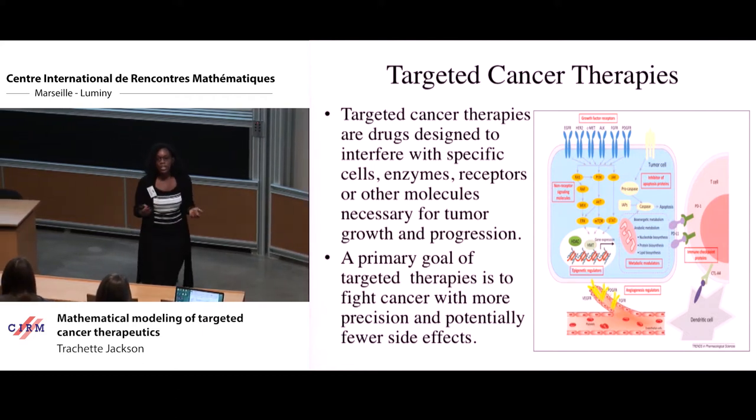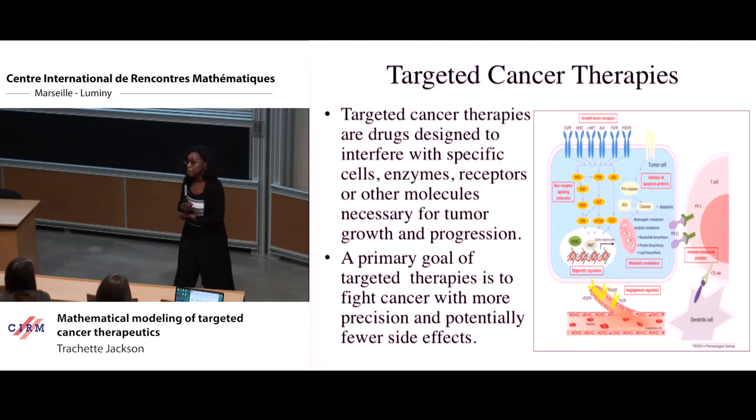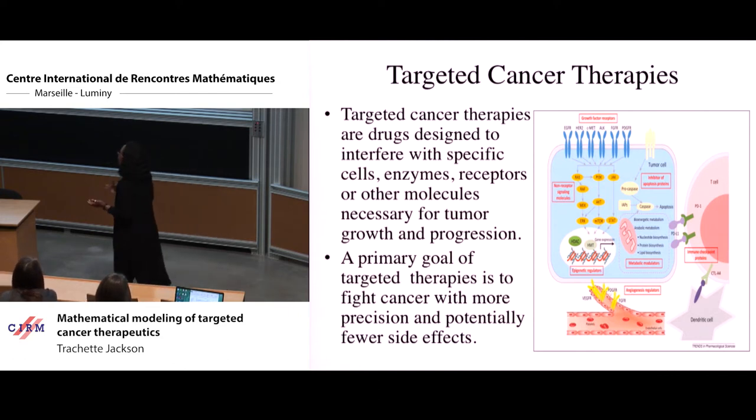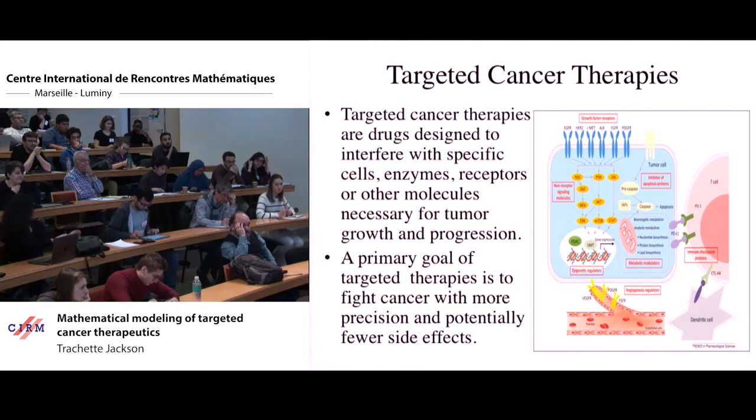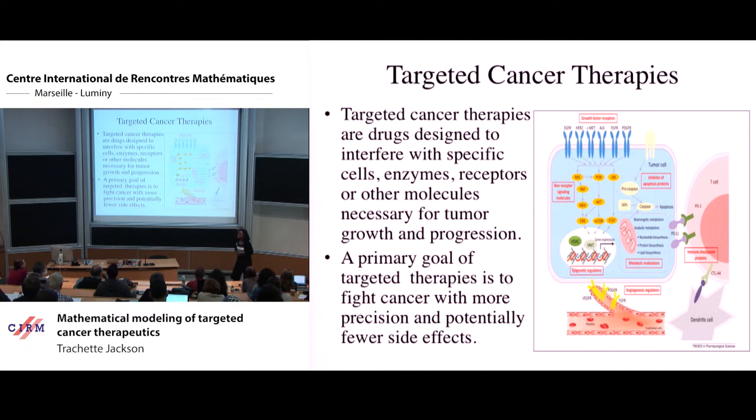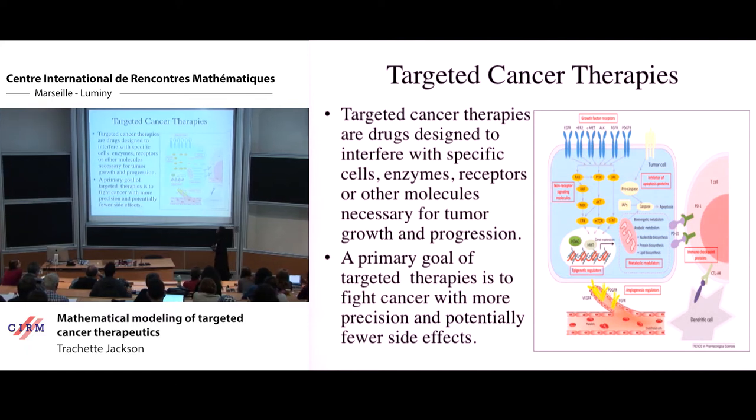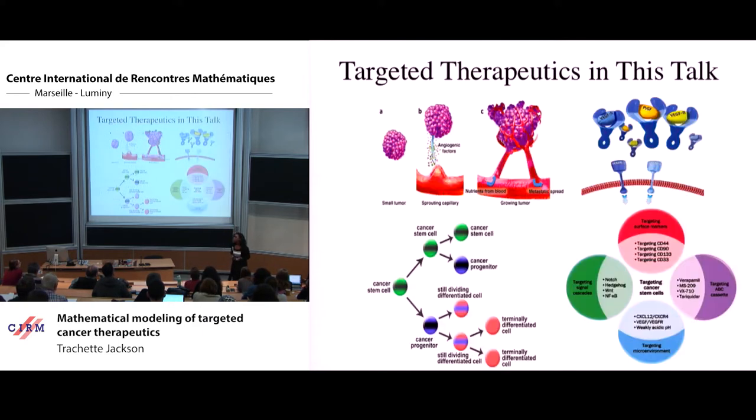As you know, cancer is the name given to over 200 diseases, right? So if you can find out what causes a particular type of cancer to grow and progress and target those specific things, you may be able to design therapies that are more precise and potentially cause fewer side effects. So that's the goal of these targeted approaches.